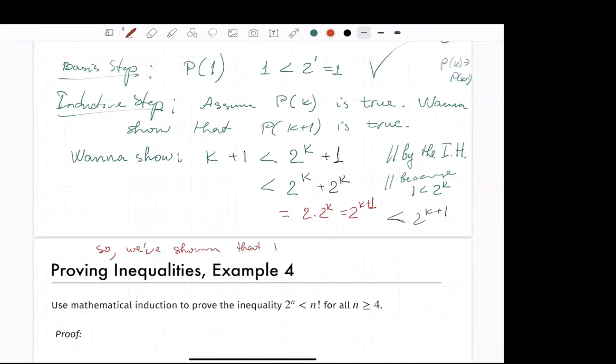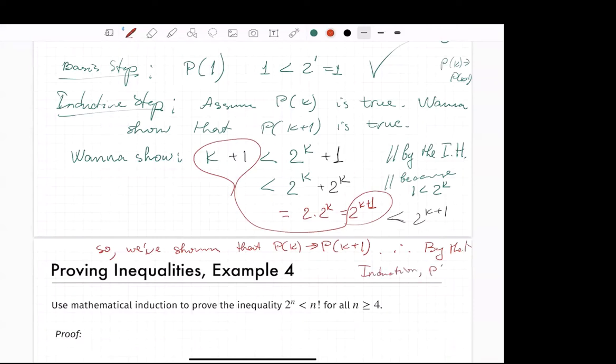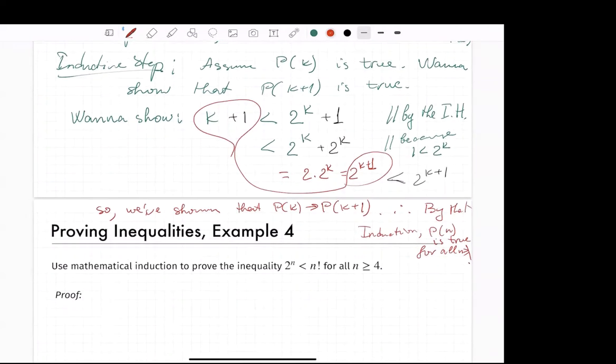So we've shown that P of k implies P of k plus 1. So that's my P of k plus 1. This is what I wanted to show, that k plus 1 was smaller than 2 to the k plus 1. Therefore, by the principle of induction, P of n is true. It's true for all n. Okay, completes the proof. Okay, let's see if we can knock another one out.